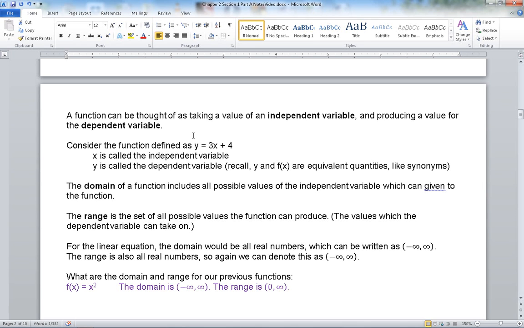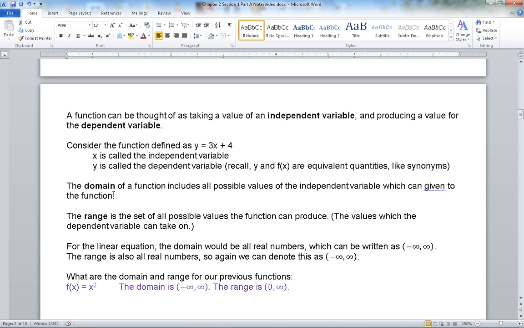So consider a function defined as y equals 3x plus 4. Again, the equation of a line. x is the independent variable. So I give a value of x, like 0, and then what I get out depends on that value of x. So we call the y value, so 3 times 0 is 0, plus 4 is 4. So the value of y equal to 4 is the value of the dependent variable. And just remember that y and f of x are sort of interchangeable quantities.